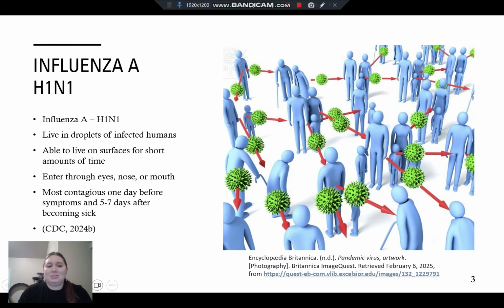Now, like I said, influenza A H1N1 is the virus that causes Spanish flu, and it likes to live in the droplets of infected humans. And it's also able to live on surfaces for a short amount of time. That's going to include like countertops or doorknobs, anything where the virus has landed. And it likes to enter through the eyes, nose, or mouth. And then most people are contagious one day before symptoms and up to 5 to 7 days after becoming sick. So it's really easy to spread from person to person if there's like any coughing or droplet transfer.